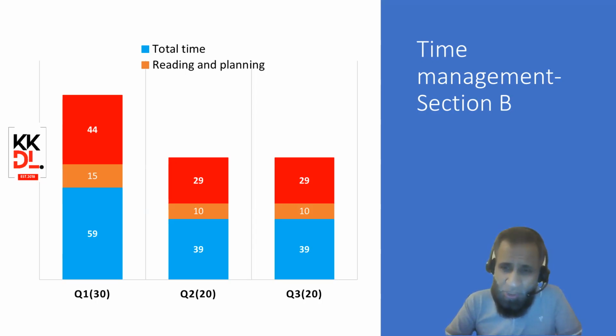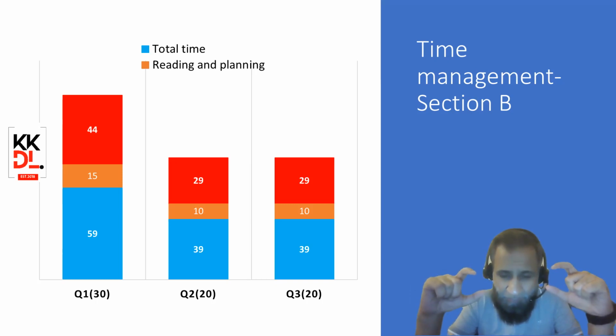Now, question 1 has a total time of 59 minutes. You can see the blue area, right? The blue area is the total time you have. Then question 2 and question 3 have 39 minutes each in total. This is the total time. That blue bar is telling you the total time.